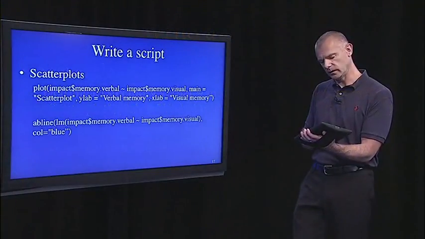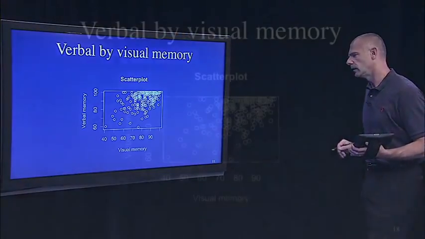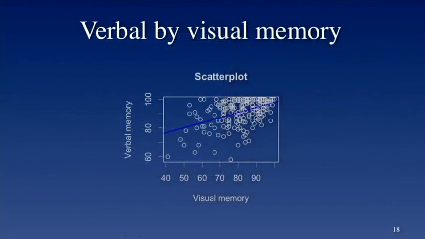Let's just see what that looks like. It's easier to just see it in a graph. So again, on the x-axis, I have the visual memory variable. On the y-axis, verbal memory. And I just called this scatterplot. And the blue line is showing the regression line. That is, it's trying to minimize the distance, the overall distance, between each dot and that line.